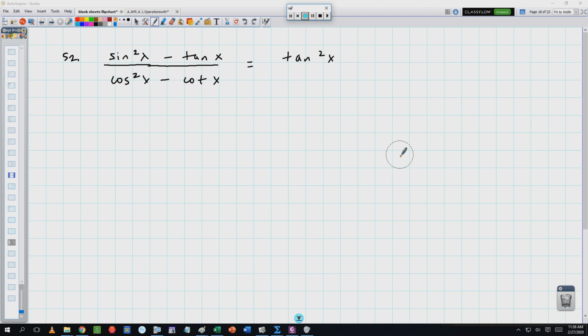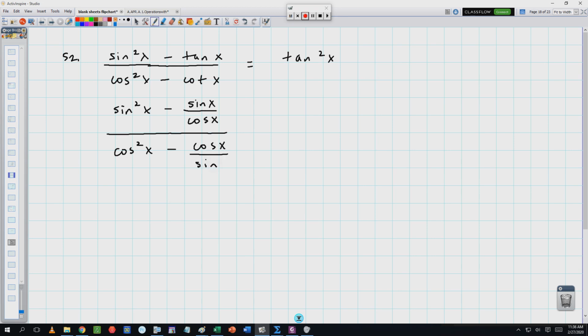Take a look at this identity here. There's a lot to hate over here on this left-hand side. I like the sine squared. Don't care for the tangent. Absolutely dig the cosine squared. Hate the cotangent.